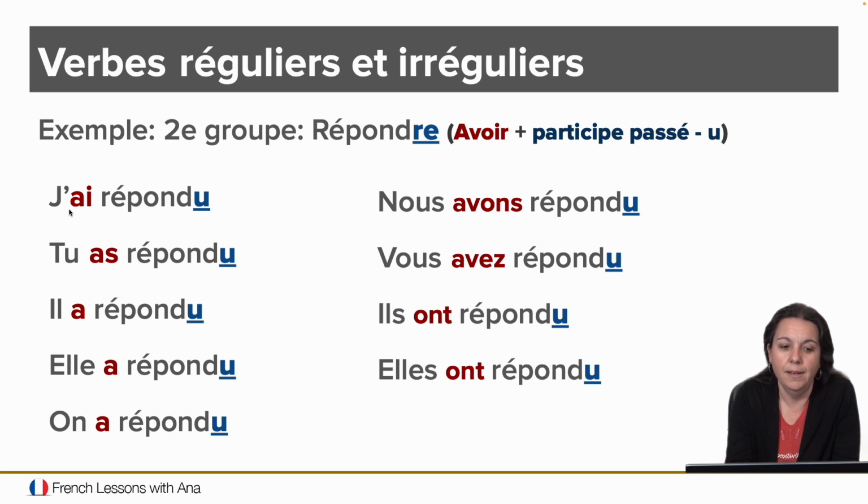So, j'ai répondu, I answered. Okay, tu as répondu, you answered. Il a répondu, he answered. Elle a répondu, she answered. And on a, so we're going to do the liaison here, on a répondu, we answered, remember, informal. Nous avons, we do the liaison over here, so nous avons répondu, we answered. Do the same thing here, the liaison.